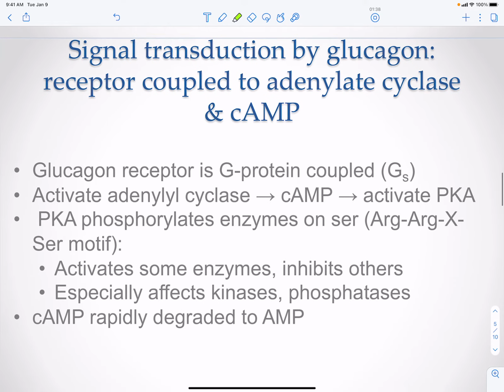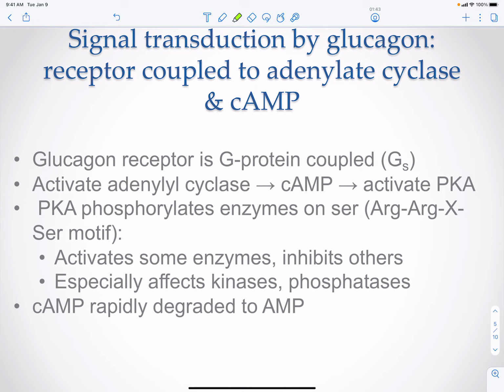Now glucagon is going to trigger the formation of cyclic AMP through adenylate cyclase. Glucagon is a G protein coupled receptor. That's its receptor. It's going to activate adenylate cyclase, form cyclic AMP, which activates protein kinase A. Kinases are going to add phosphates. PKA is going to target enzymes that have an arginine, arginine, X, serine motif. And again, phosphorylation is going to activate some enzymes, and phosphorylation is going to inhibit other enzymes.